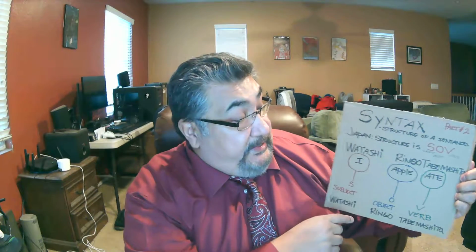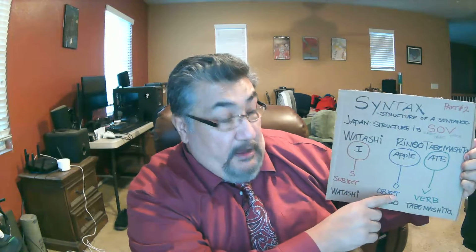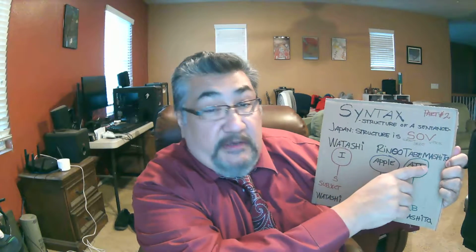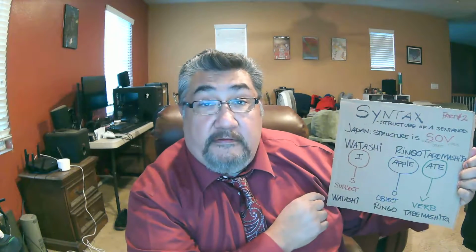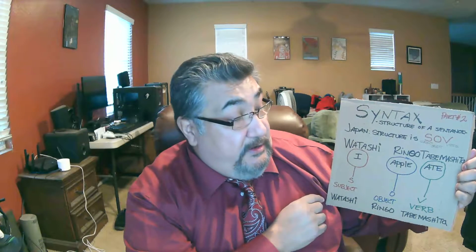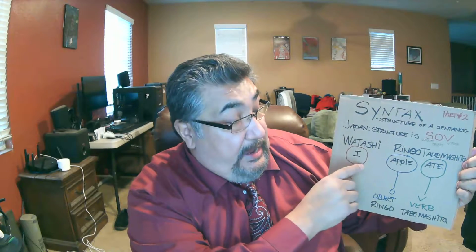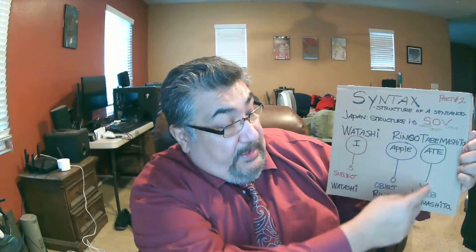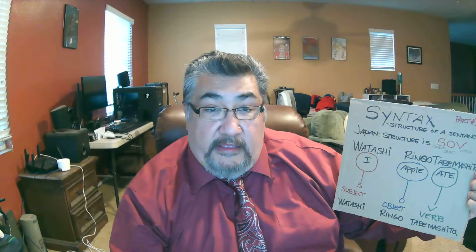Let's see how that works in Japan or Japanese. Here's our syntax example for a Japanese structured sentence, which is SOV. SOV is going to be subject, object, and verb. So, watashi, ringo, tabemashita. That means I, apple, ate. So you see how it's different from English? Again, let's take a look at that. Watashi, ringo, tabemashita. I, apple, ate. So you see the subject, the object, which is apple, and then ate, which is a verb. That's how syntax works in Japan. Okay? Let's move on to a little bit of fun.